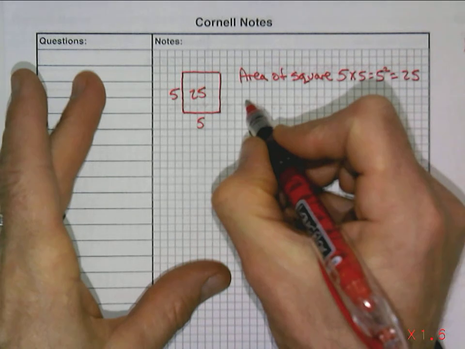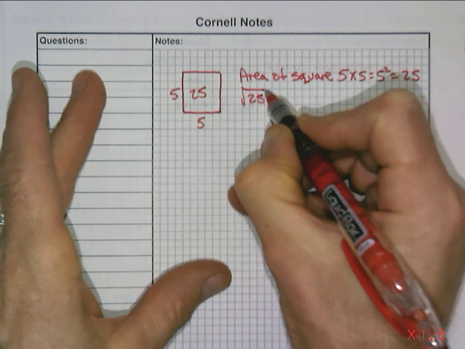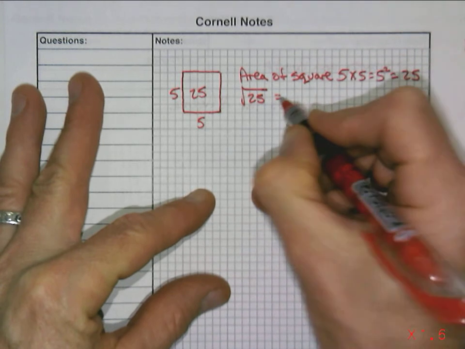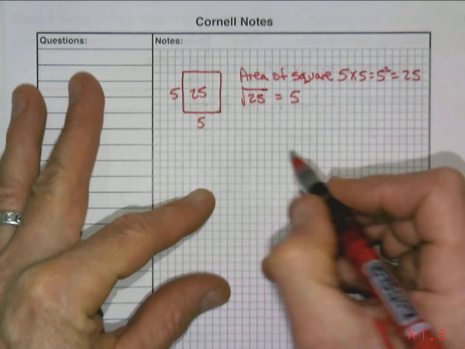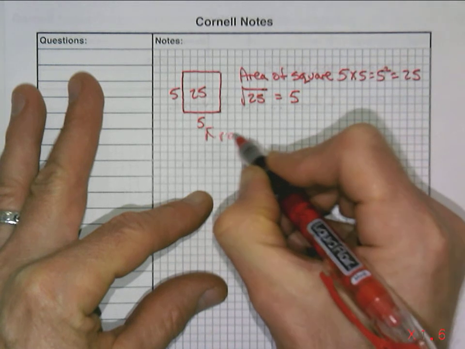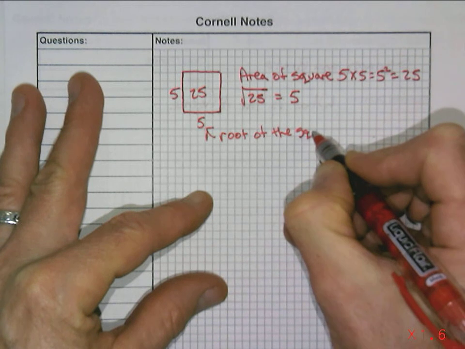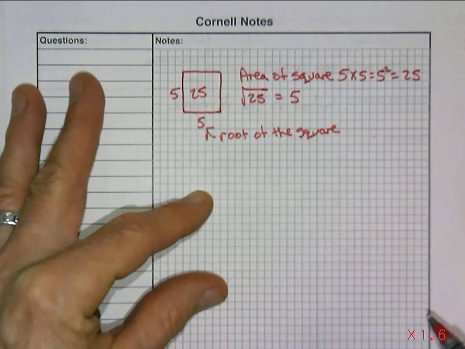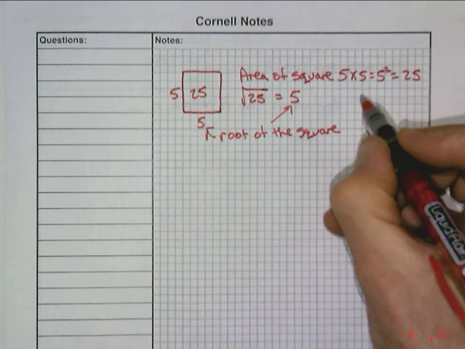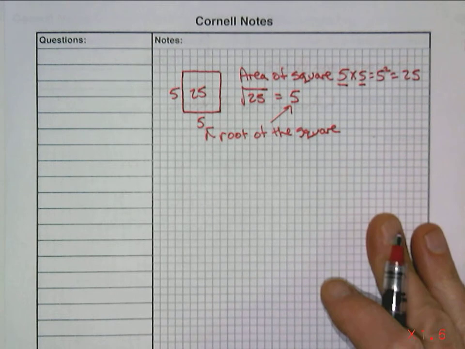If I want to start with the area, if I already knew the area was 25, and I wanted to know the side lengths, or the root of this square, then I would just undo this. Again, I'm going back to the root of the square. So the square root of 25 is 5, because that's what we had to square to get that.